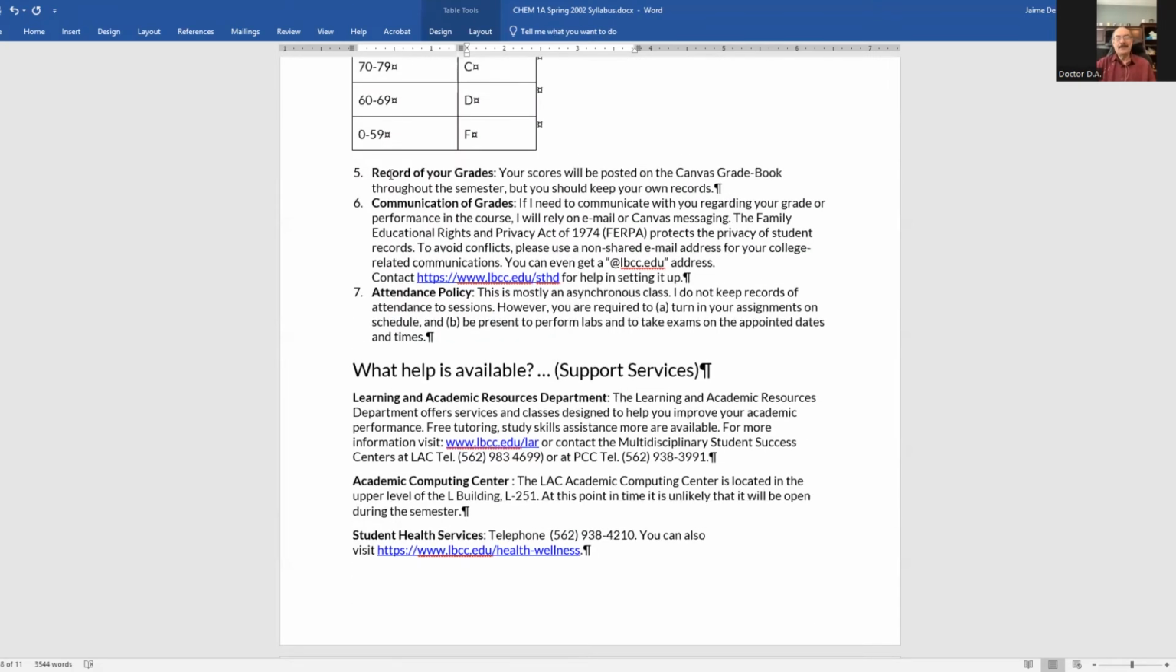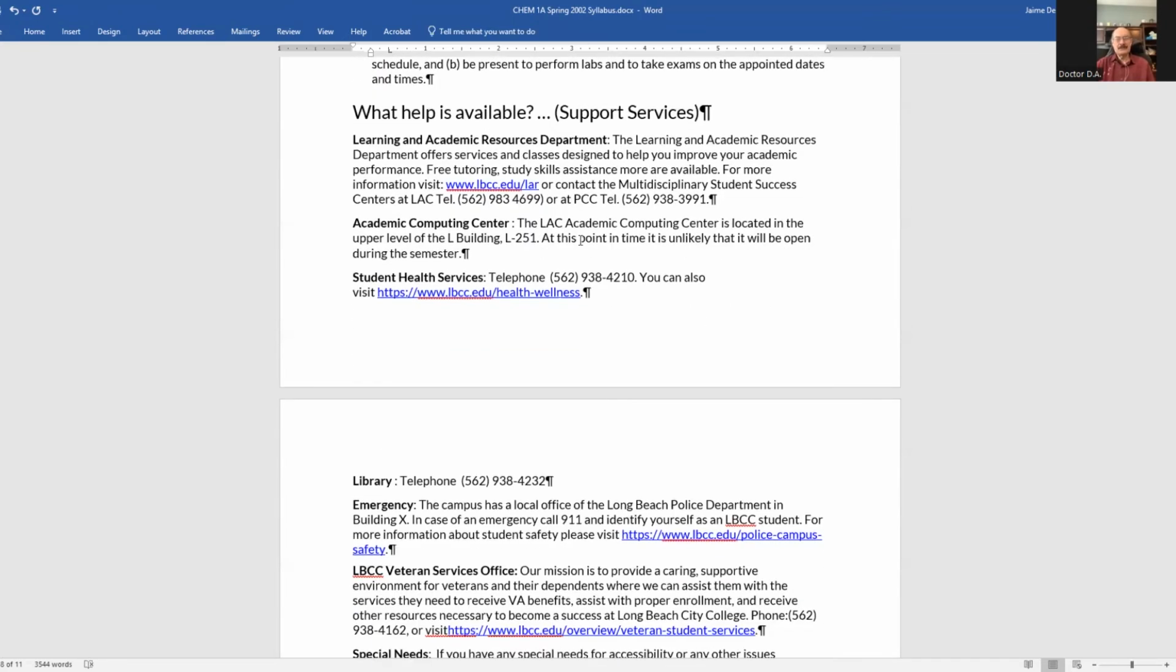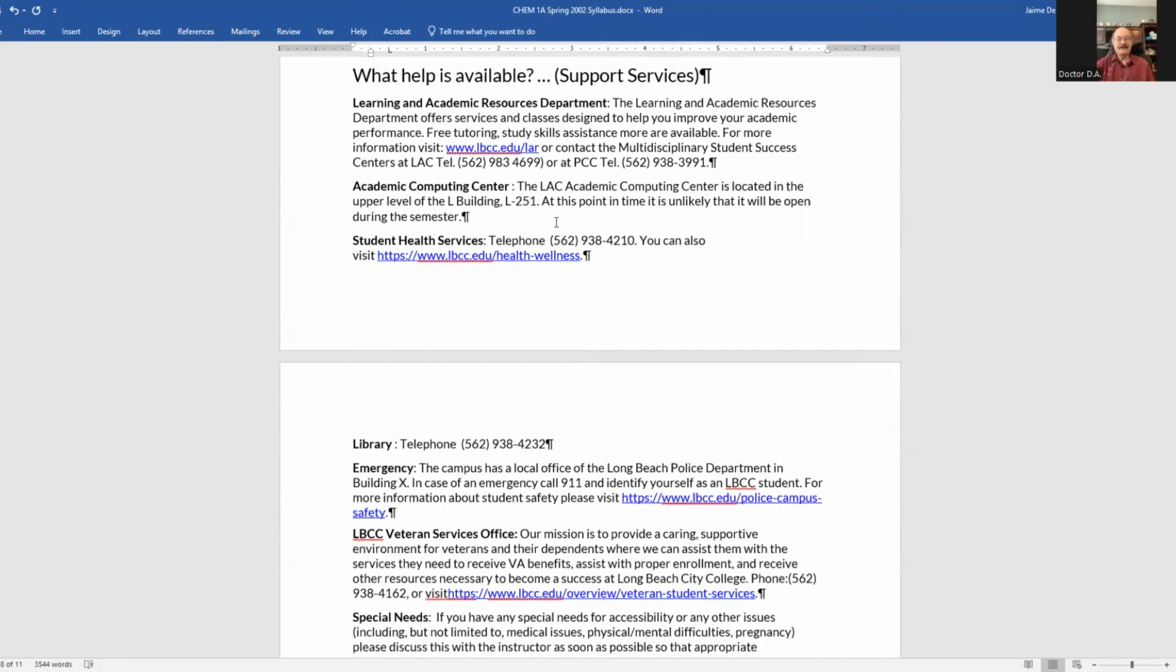Okay, very important that you keep a record of your grades. You have a grade book on Canvas that you can follow. If you find any discrepancies, please let me know. In several sections of the Canvas page, I have this list of support services. LBCC is committed to your success.